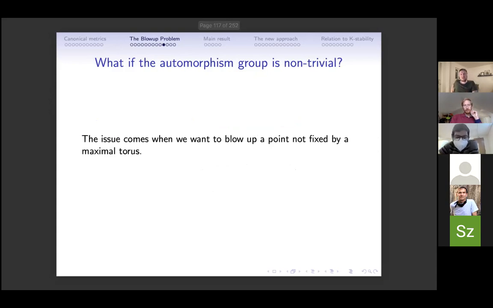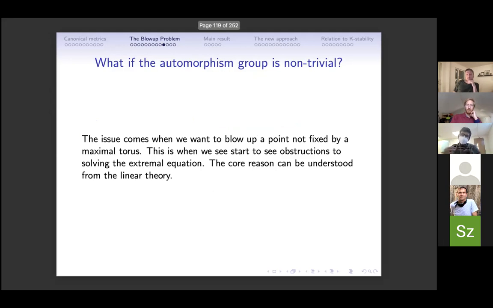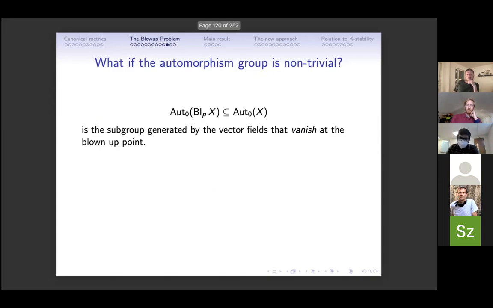So what happens if this is not the case? If the point is not fixed by a maximal torus, then the real issue comes in. That's where you actually see an obstruction to solving the equation. And it might be that you can't. So the core reason for this can really be understood from the linear theory. The reduced automorphism group of the blowup can be seen as a subgroup of the reduced automorphism group of X. And it's really the subgroup generated by the vector fields that vanish at the blown up point.